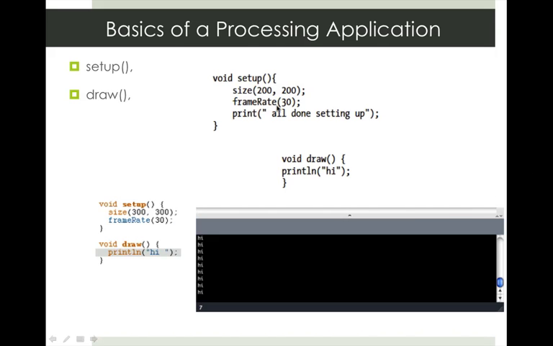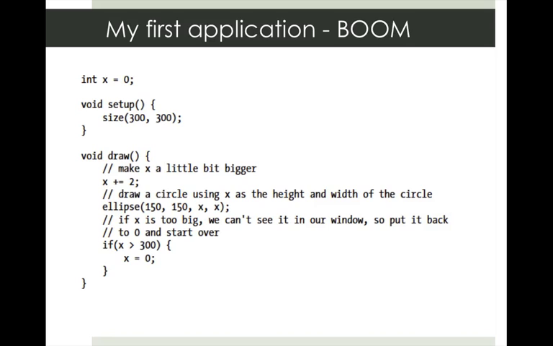So here the frame rate is given as 30 frames per second, and the print command just says that the setup is all being done, and the draw will try to print high repeatedly. So therefore you need these two components, which is setup and draw. So we go to our first application.